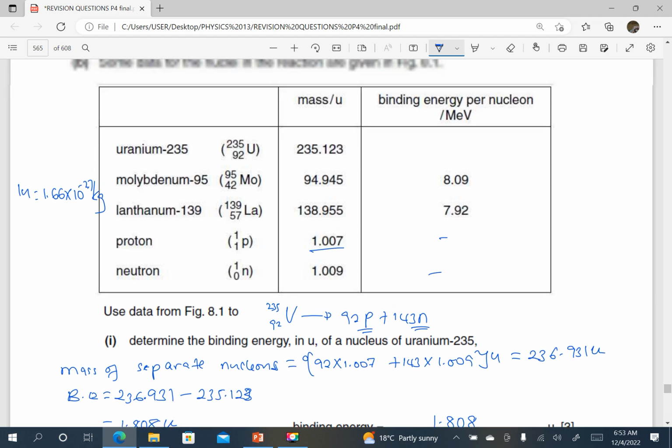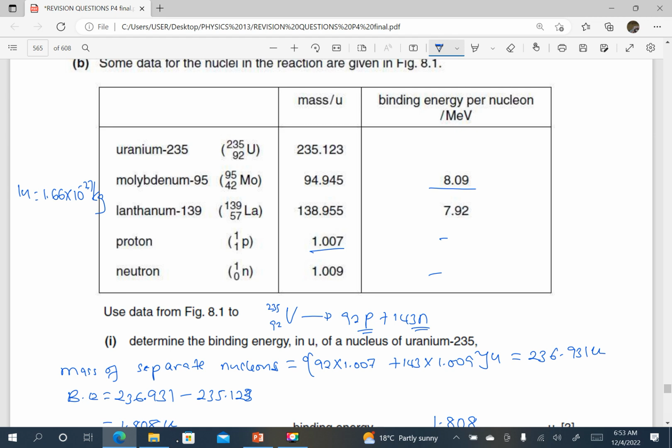the binding energy per nucleon of MO is 8.09, and the mass difference was 94, but the nucleon number is 95. So this is the binding energy per nucleon. Total binding energy will be 8.09 times 95. Then the binding energy for LA, we are looking at on the left-hand side of the equation. LA, the binding energy per nucleon was this, and the nucleon number is this. So the binding energy alone will be the binding energy per nucleon times the nucleon number.